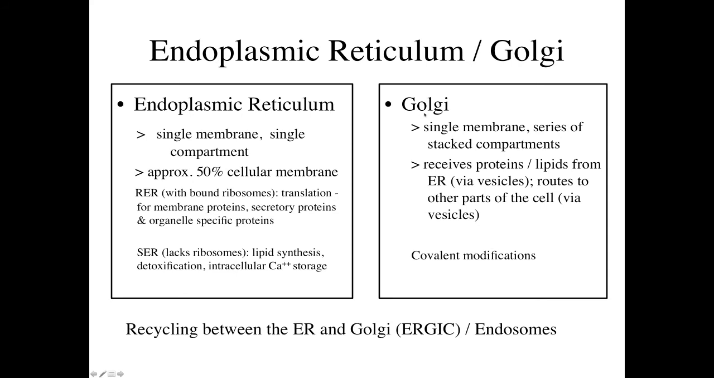The Golgi is a series of single membrane-bound compartments that are stacked, and it's almost like each stack in a Golgi is a different membrane-bound compartment. We'll talk about that in a little more detail as we talk about the Golgi. Biochemically, the Golgi receives proteins and lipids from the ER, and it receives this cargo by vesicles. It routes this cargo to other parts of the cell by vesicle movement. A major function of the Golgi is to covalently modify material that comes to the Golgi from the ER. We're also going to talk about a fairly significant amount of recycling between the ER and the Golgi.